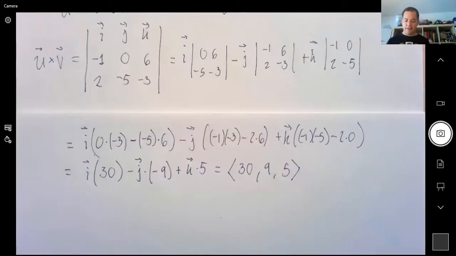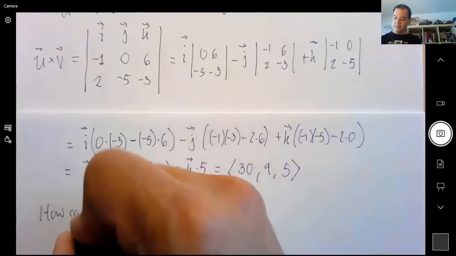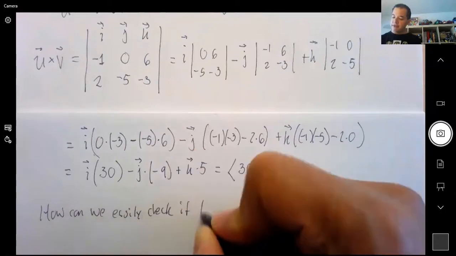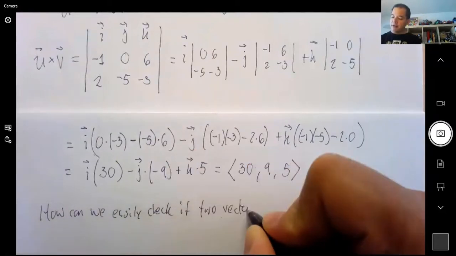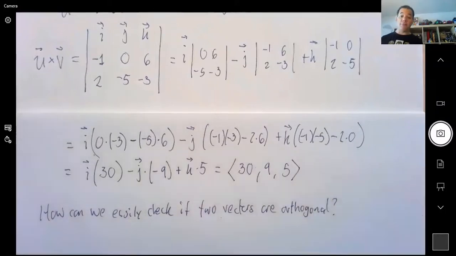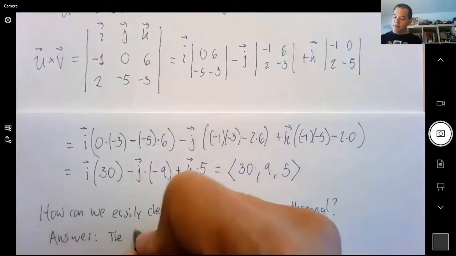Let's check it. We haven't checked. Now remember, this is actually not from this section, this is from the previous one. How can you easily check if two vectors are orthogonal? If their dot product is 0. Correct, thank you. Yes, as Michael just said, if two vectors are orthogonal, we can check their dot product. The dot product is 0.